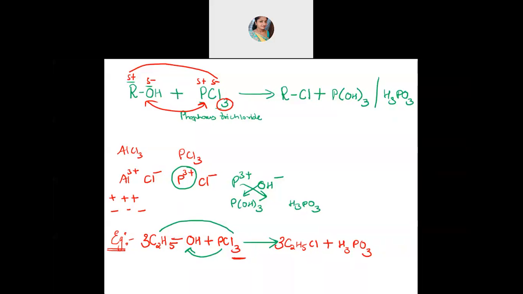I'll give the name. Write down the name below this. Okay, C2H5OH is ethyl alcohol. PCl3, anyways, I've written up here, phosphorus trichloride. C2H5Cl is ethyl chloride. And H3PO3 is phosphorus acid. Phosphorus, okay? Not phosphoric. Phosphorus acid.